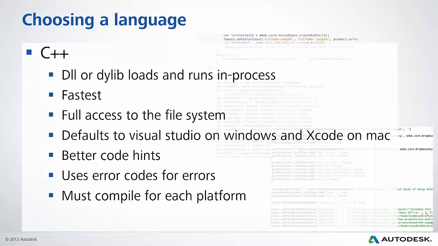So then the other one is C++. So you have your DLL or dylib, depending on what operating system you're using, DLL being Windows and dylib being Mac. It is the fastest of either JavaScript or Python in actual calculating and running it. Again, full access to file system. It defaults to Visual Studio for Windows and Xcode on Mac. It gives better code hints, and it has error codes for its actual errors. And then you have to compile it for each platform, whereas Python you don't. You just have the .py that can operate in both Mac and Windows.